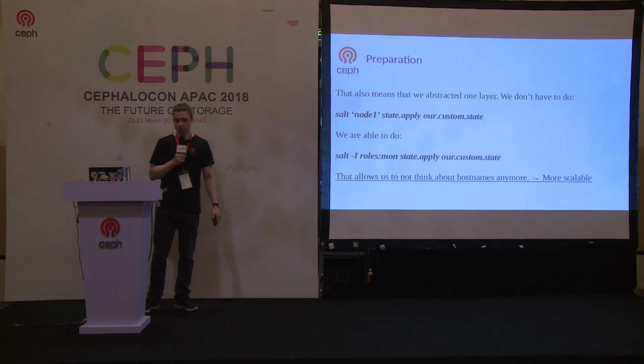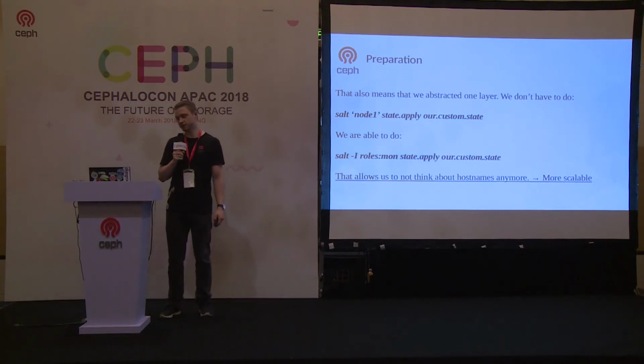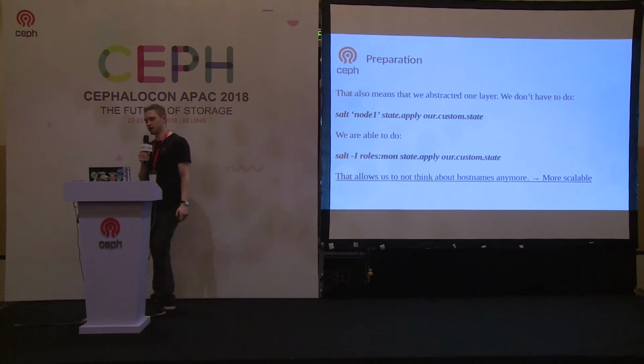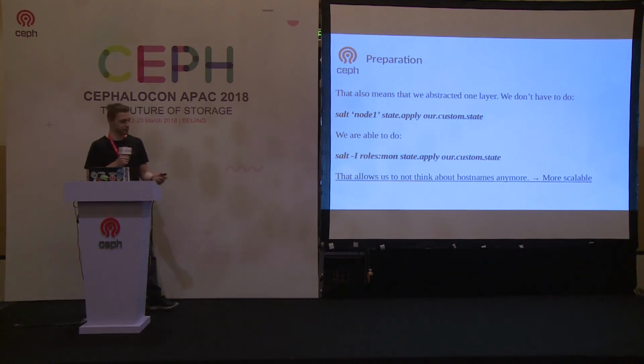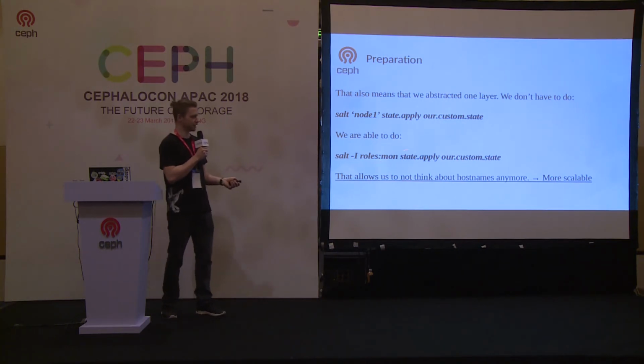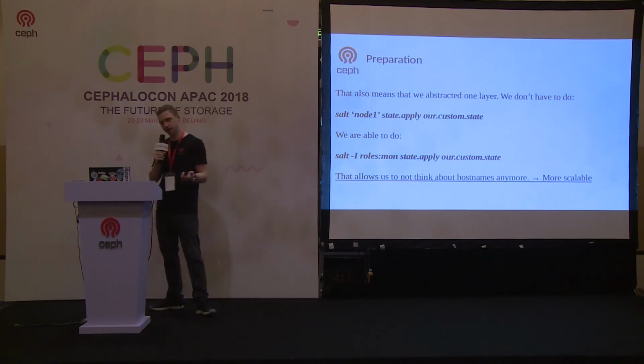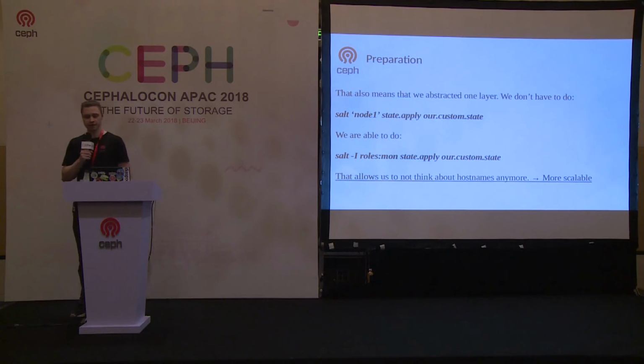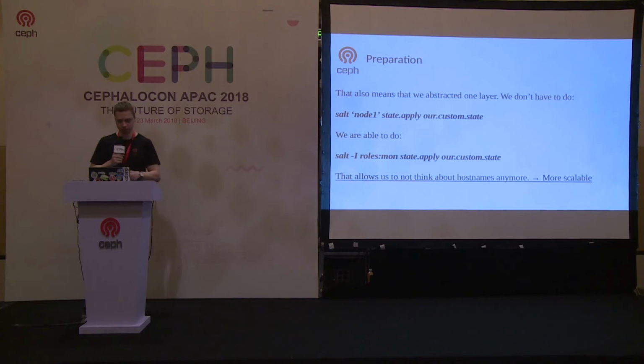So that now gives us one more feature that we can actually use. We can now abstract the target here, so we don't have to care about host names anymore. We can write query instead of providing an actual static host name. You can write query the pillar and give me everything that has this key value pair of roles and mon, and apply a state on it. So that allows us to not think about host names anymore, but to think in a more abstracted way, and that's more scalable.